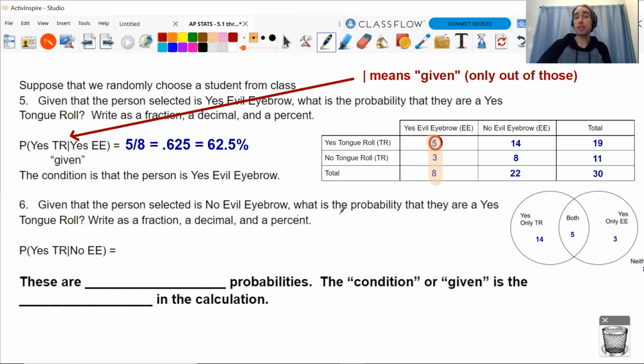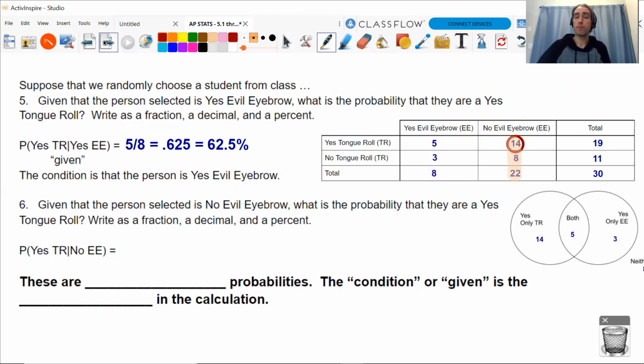Now, let's look at the next question. Given that the person selected is no evil eyebrow, so out of these ones, what's the probability they are a yes tongue roll? Well, think about what that is. That's 14 out of 22. That's a little bit different, 63.6%. So those aren't exactly the same. They're a little bit off, but you can see the breakdowns from our made-up data here.